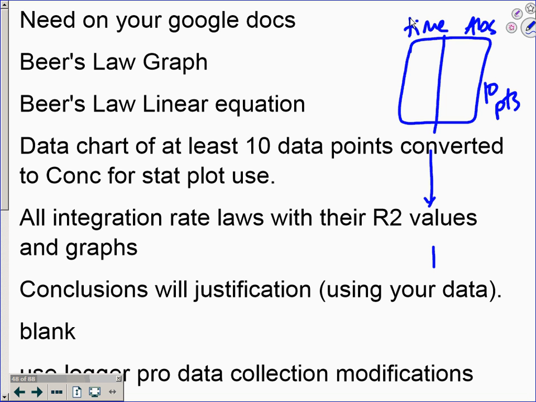That's what I want in your Google Doc. Those are the 10 points that I want you to plot in your stat plot to do first order, second order, and zero order with. Okay? Good? So make sure you have that.